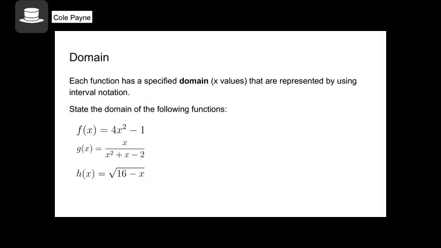So each function has a specified domain, and they're represented by using interval notation. So it has a set of x values that the function can take. Just for the first one, I'm looking for any potential x values that could be a problem. Okay, one quick way is to graph this. So if you want to go ahead and pause the video and plug this into Desmos and get out a graph.